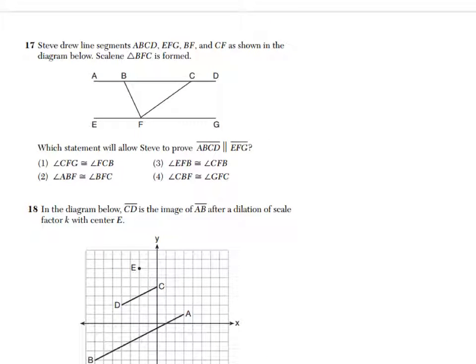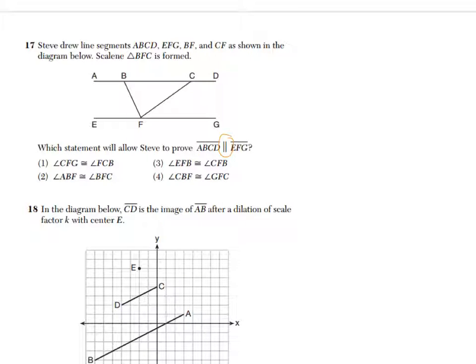All right, question 17. Steve drew line segments A, B, C, D, E, F, G, B, F, and C, F as shown on the diagram below. The scalene triangle BFC is formed. Which statement will allow Steve to prove that A, B, C, D is parallel to E, F, G?